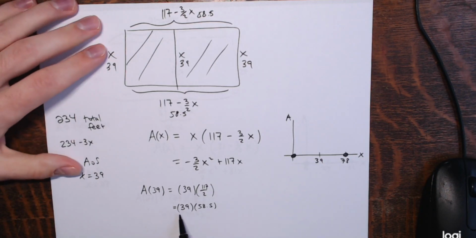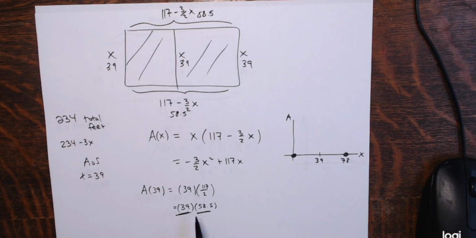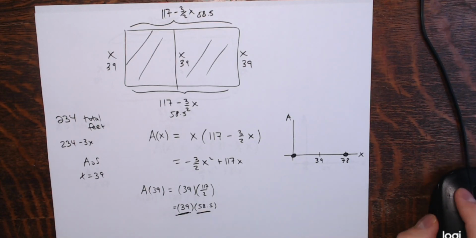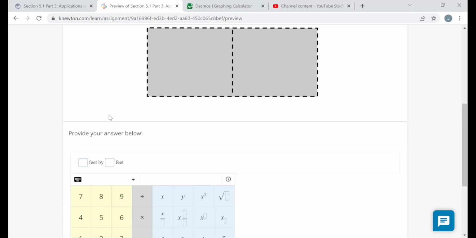But this is what they want, right? They just want the dimensions. They don't want the actual area. Now, if they wanted the actual area, you would multiply these. But I'm not doing that. So the dimensions of the rectangle that would give you the largest possible area would be 39 feet by 58.5 feet.